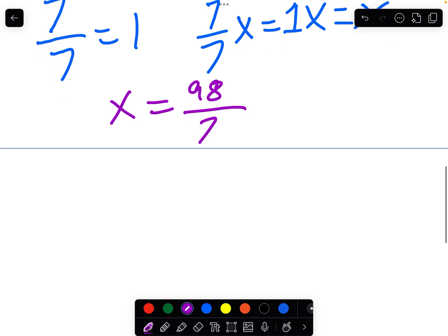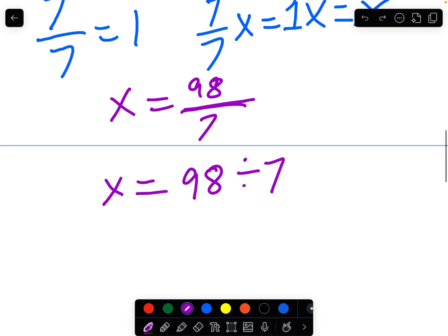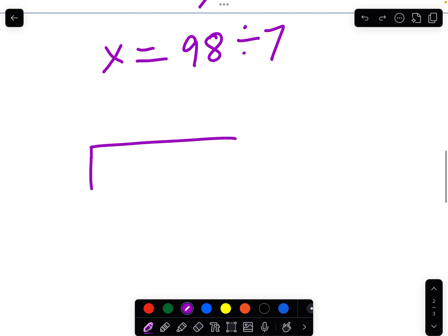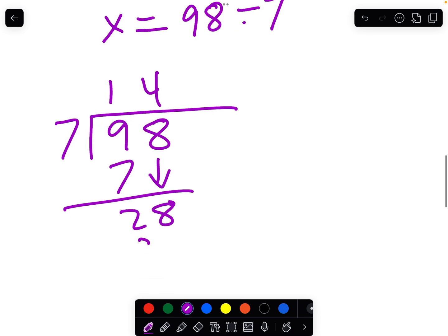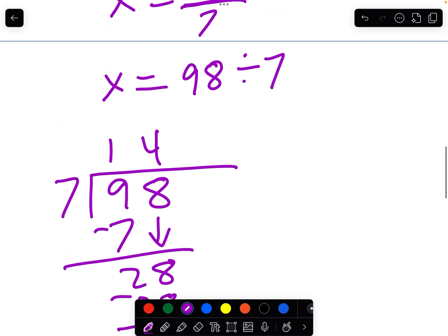And that is actually the same. Remember that this fraction bar is the same as a division sign. X equals 98 divided by 7. And now I'm going to use standard algorithm long division to solve the division problem. And it looks like I have no remainders. And my answer is 14. X equals 14.